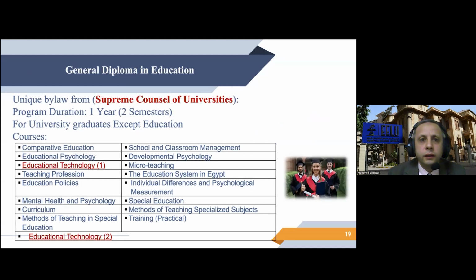Let's explore these diplomas. The General Diploma in Education is for university graduates except education. Its duration is 1 year for 2 semesters. An example for this diploma is what is offered by the Supreme Council of Universities. It offers many educational subjects and courses, except 2 courses, Education Technology 1 and 2. It concentrates on psychology, foundations of education, and many skills to help teachers shift their career to be a teacher. So the main concentration in this diploma is on educational courses.